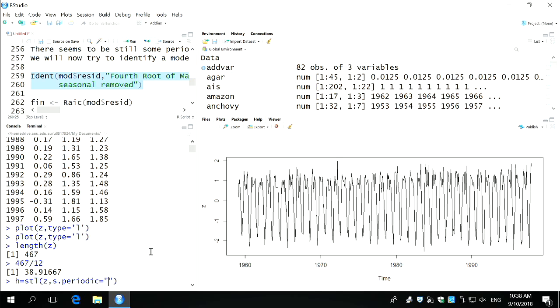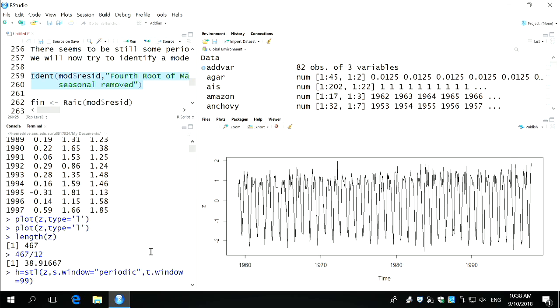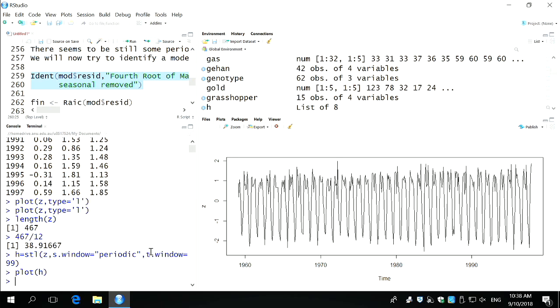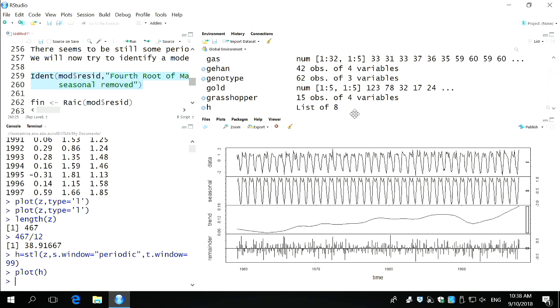equals true, S dot window equals periodic. What am I doing? T dot window equals, I don't know, 99. Okay? Let's plot that. Plot H. I'm going to have to resize my window like crazy.